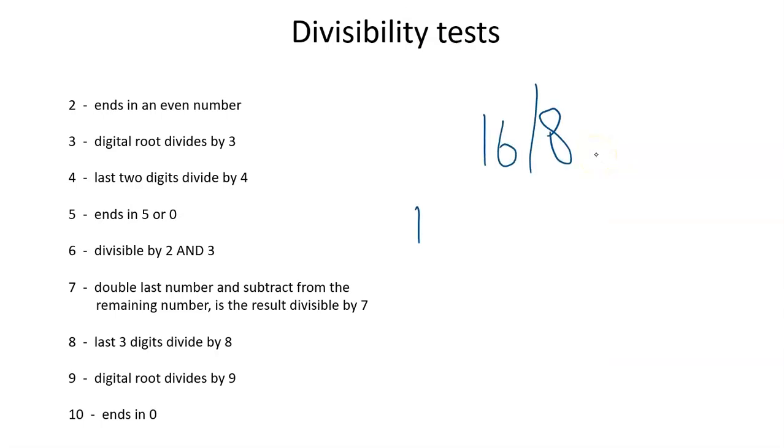Cut the number off. 16 take away double that. Oh, 16 take 16 is 0. Well, 0 does divide by 7. You get 0, but that's absolutely fine. That does divide by 7 because 0 is a multiple of 7. It's the 0th multiple of 7, I suppose.